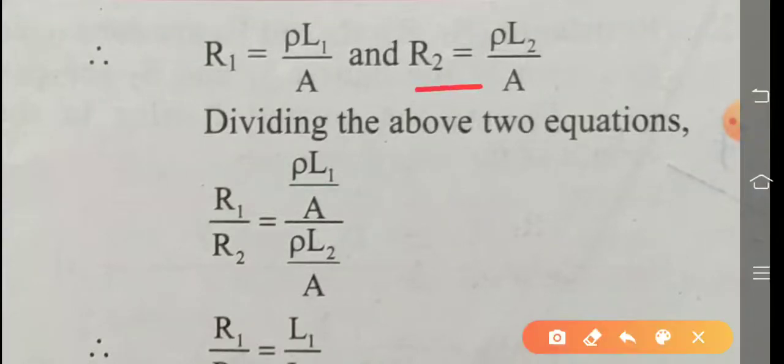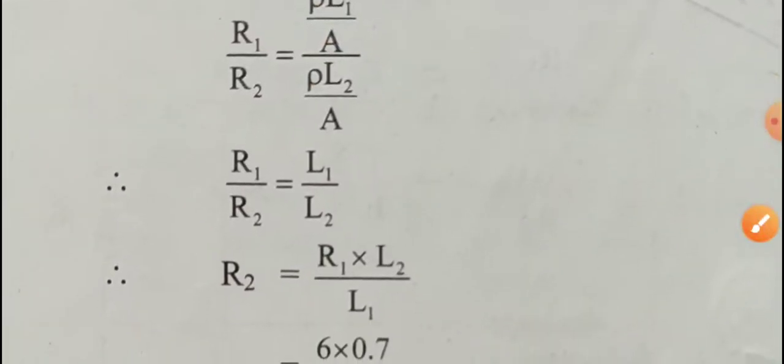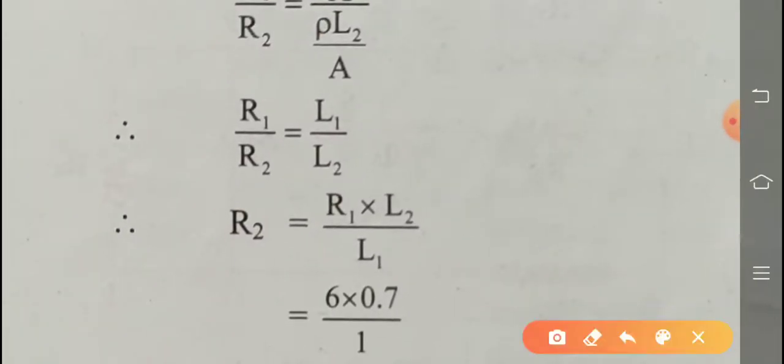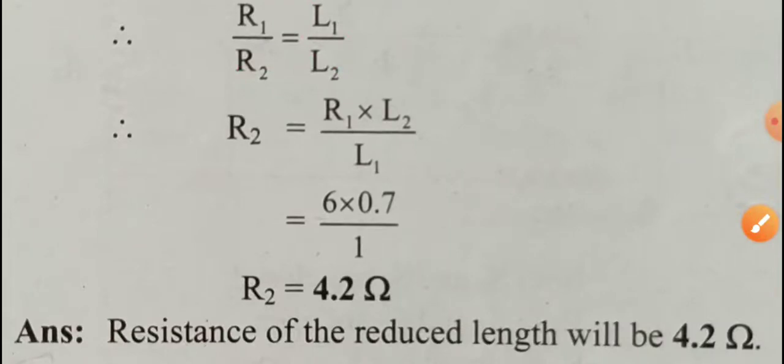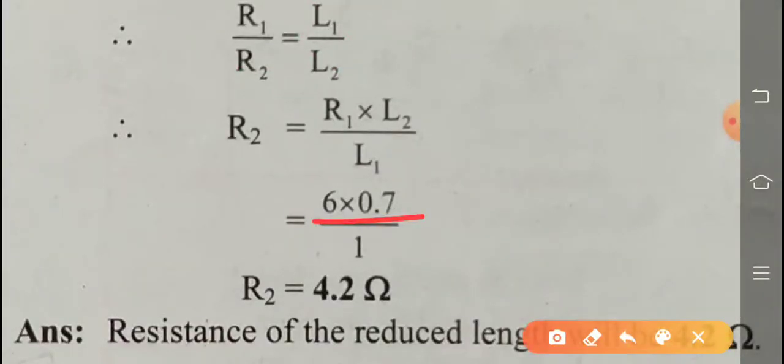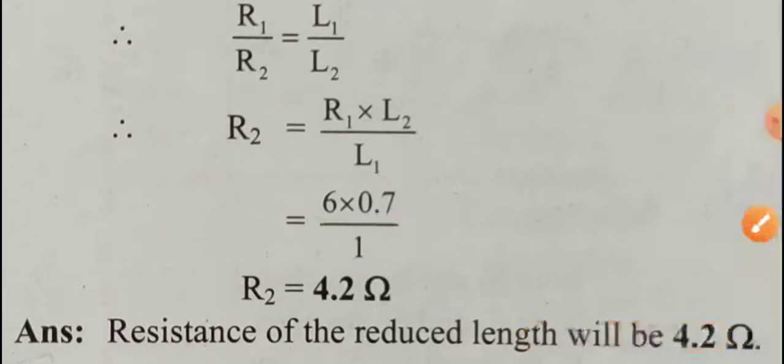Now dividing the above two equations. R1 upon R2 equals, we are making the division. What is cancelled? Rho and A are cancelled here. So we are getting L1 upon L2. Then we find out R2. Taking R2 on this side and L1, L2 on the left hand side, we get the formula R2 equal to R1 multiplied by L2 upon L1. Substitute the value. 6 multiplied by 0.7 upon 1. So 6 7s are 42, 4.2 ohm. So finally we write the answer. Resistance of the reduced length will be 4.2 ohm.